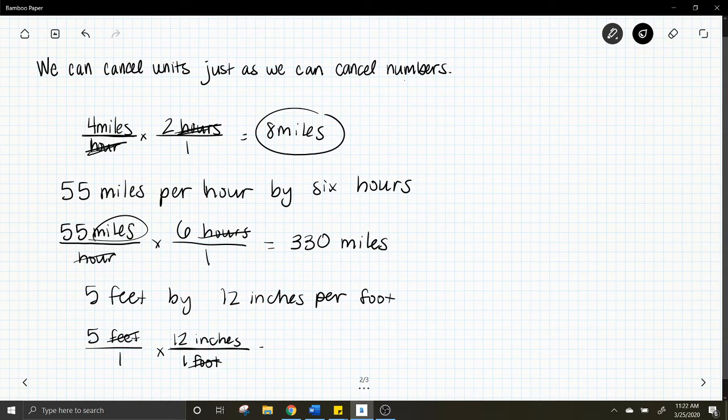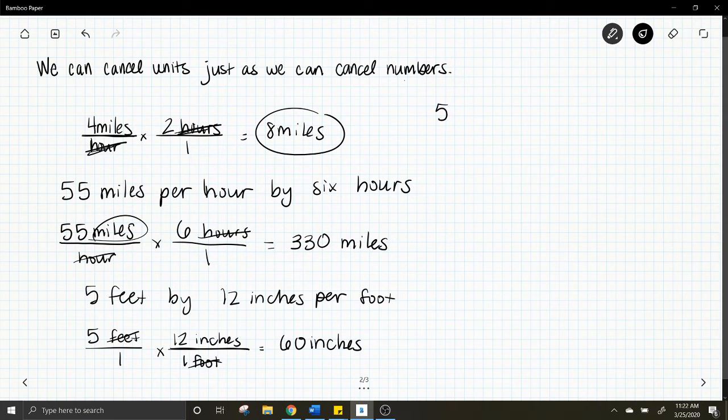No. So we're going to start with multiplying. So 5 times 12, we have 60 inches. So 60 inches is our answer. So that's really all we're doing. Let me give you an example where you would multiply, where you would reduce units as well.